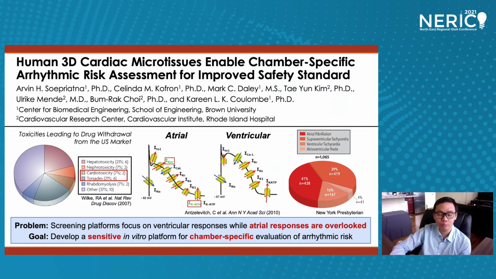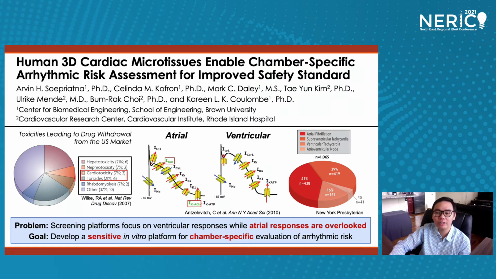Cardiotoxicity remains to be one of the leading causes of not only drug withdrawal from the market, as shown on the pie chart on the left here, but also high attrition rate during drug development. We know that many drugs work by targeting specific ion channels, and that although both the atria and the ventricles share many of the same ion channels, with the exception of the 2 channels outlined in green here, their expression levels are quite different. This means that the same drug could elicit a different chamber response at different dosages.